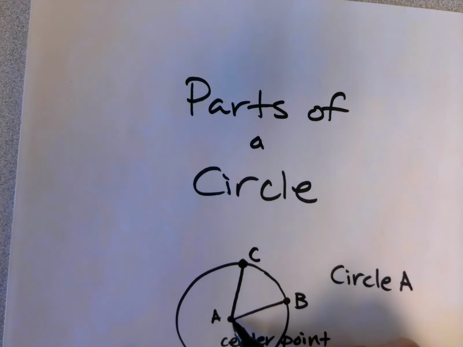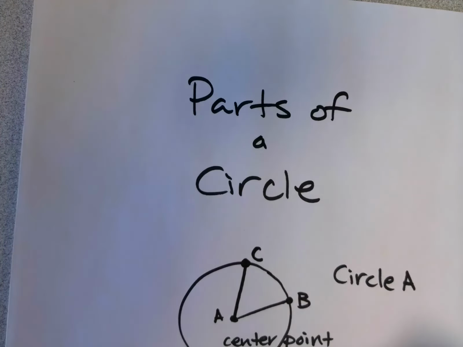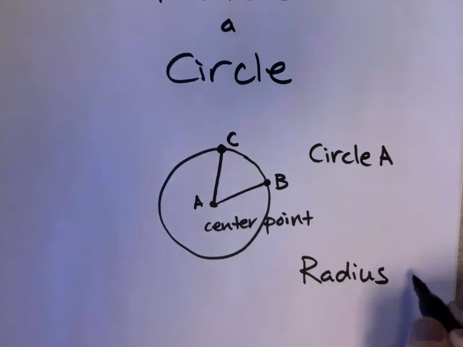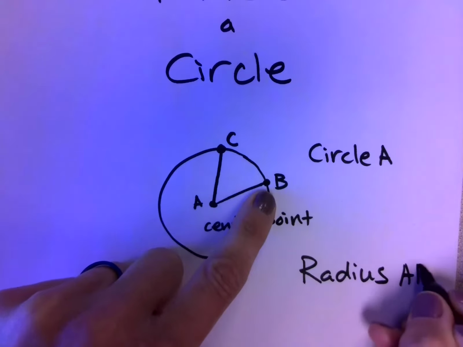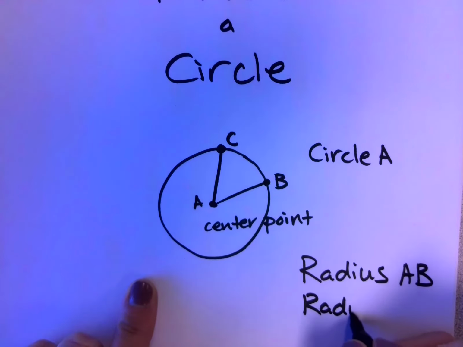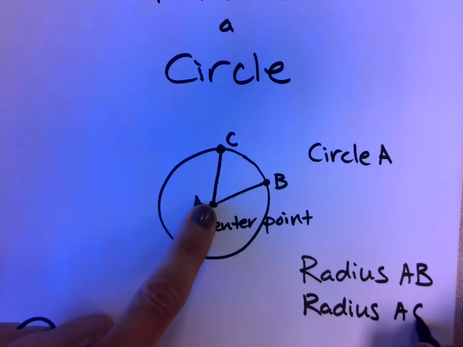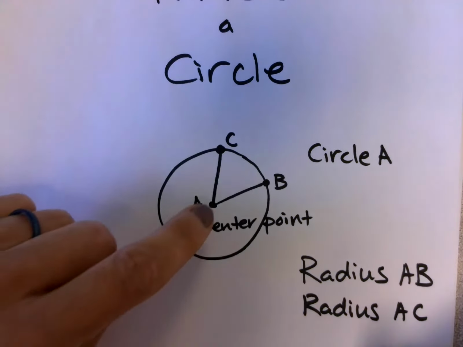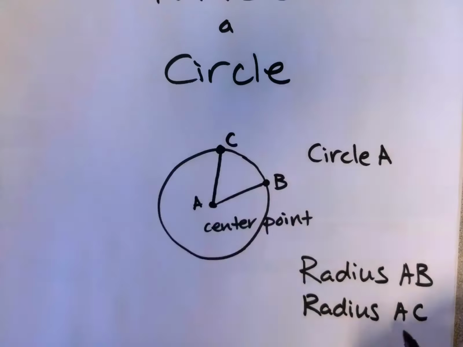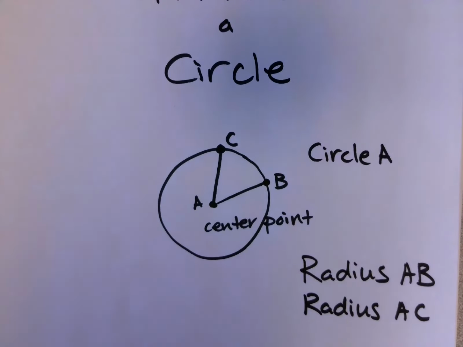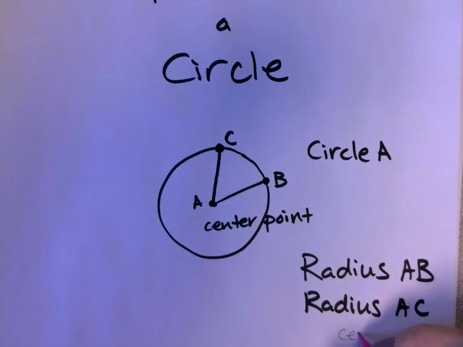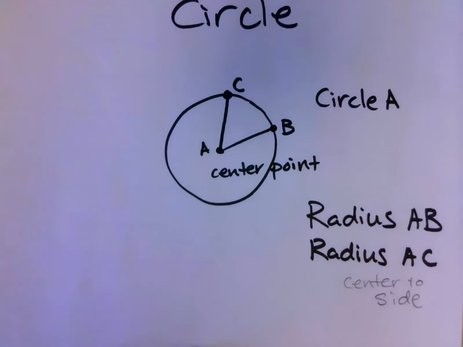Now, if it goes from the center point to the edge of the circle, it has a special name, and that is called a radius. So the radius, in this case, we have radius AB, and we also have a radius AC because they both go from the center point to the outside of the circle. I'm going to make a side note here that a radius is center to side. Okay? From the center to the side.